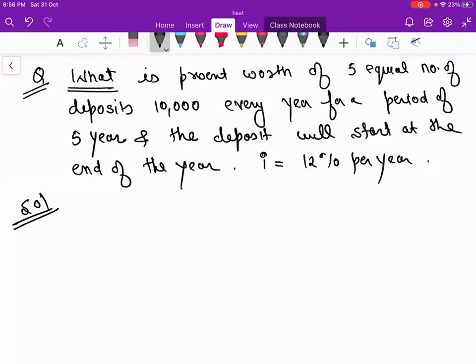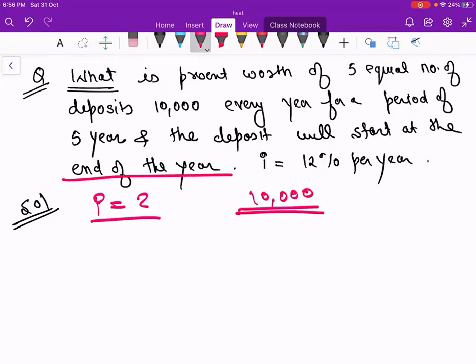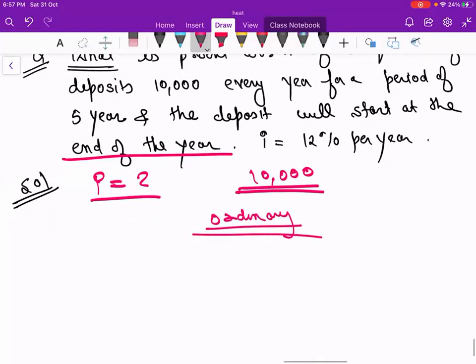So we will solve the question. See, what is given? A present worth you have to calculate, meaning P you have to calculate. Five equal deposits, meaning every year the deposit is 10,000, for a period of 5 years. The deposit will be at the end of the year, it will start at the end of the year, so it is ordinary. So I equals 12% per year.